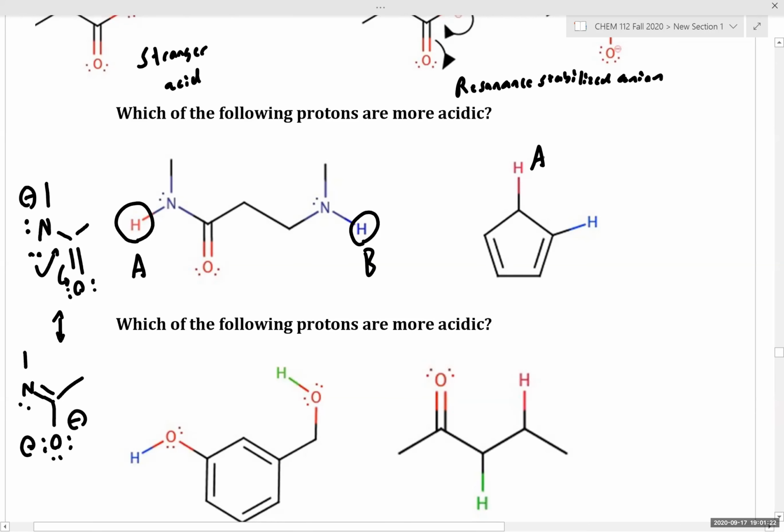Now, this is a fun example. A versus B. Which proton is more acidic? We call this proton an allylic proton. It's not an alkene proton. This proton is known as an allylic proton as it's adjacent to a double bond. Which of these protons is more acidic, A or B? Be really careful on this one and make sure you're thinking about your anions and your anion stability.